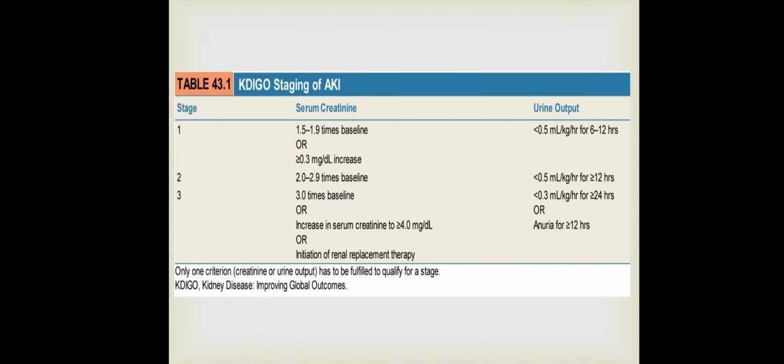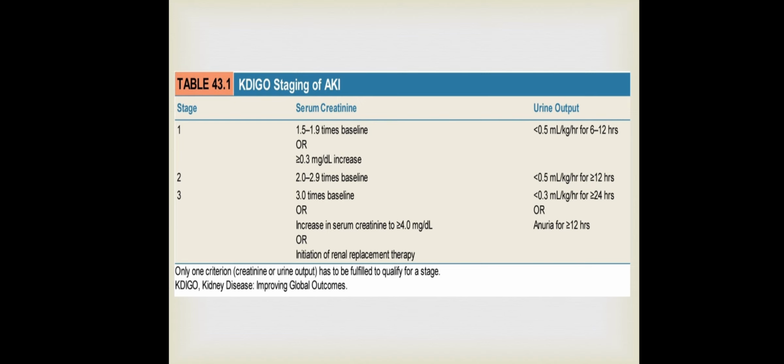It has some urine criteria also. Less than 0.5 ml per kg for the first 6 to 12 hours is stage 1. If it is the same for more than 12 hours, it is stage 2. If it is less than 0.3 ml per kg for 24 hours, it's stage 3, or anuria comes in stage 3. Okay. So KDIGO is Kidney Disease Improving Global Outcomes.